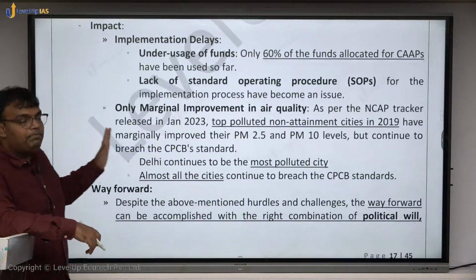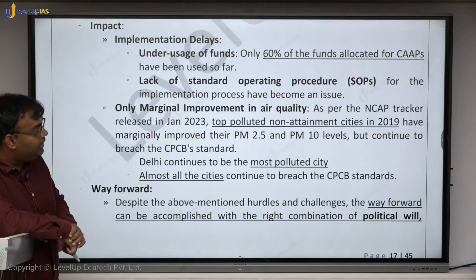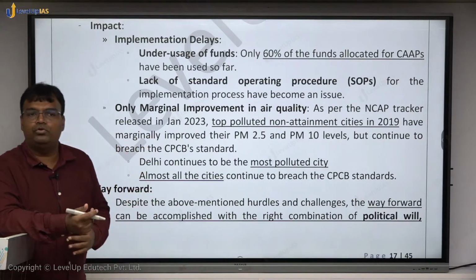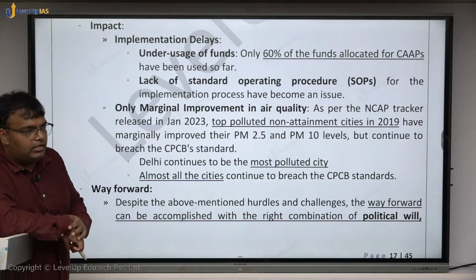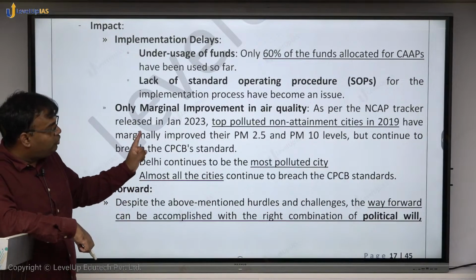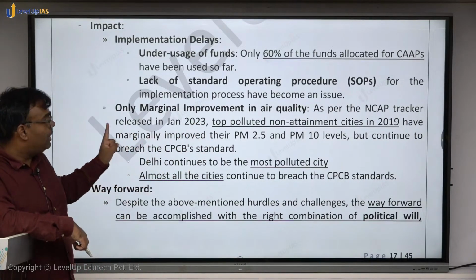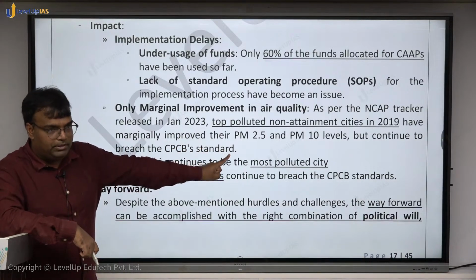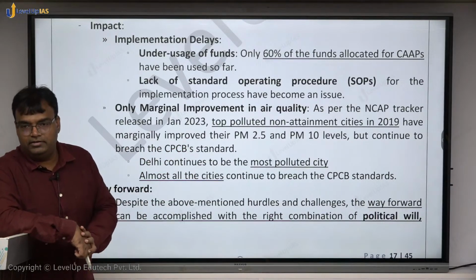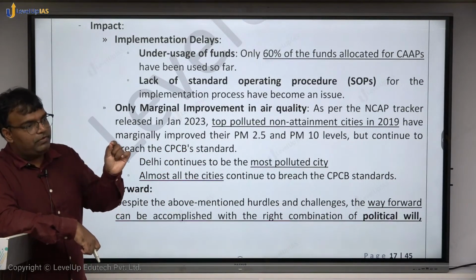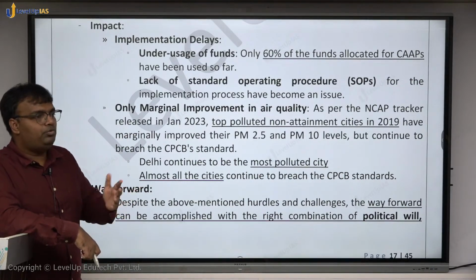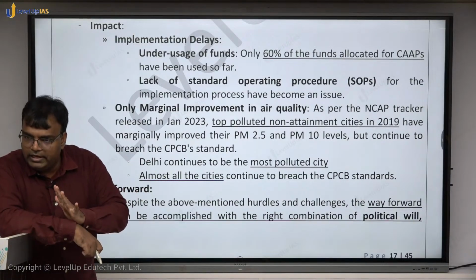Now, in impact, only marginal improvement in air quality has happened. As per the NCAP tracker released in January 2023, it should have been released in January 2024 also, but I checked and they have not released a new one yet. So the latest NCAP tracker data, from 2023, says that top polluted non-attainment cities in 2019 have marginally improved their PM 2.5 and PM 10 levels, but continue to breach the CPCB's standard. Marginally, they have improved a little on the earlier PM 2.5 and PM 10, but they continue to breach the CPCB norm. A 20% or 40% reduction has not happened.